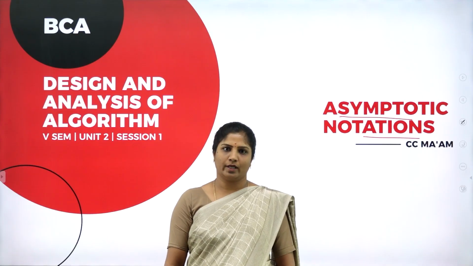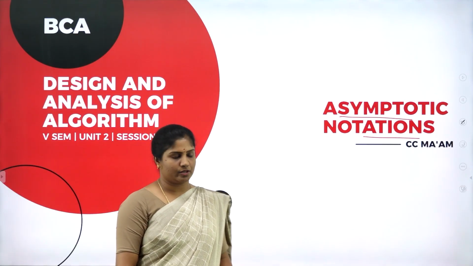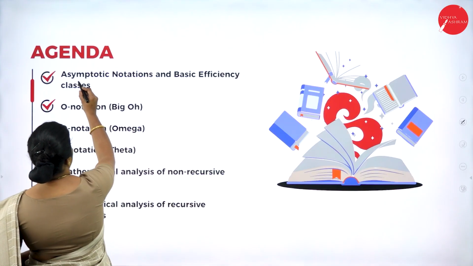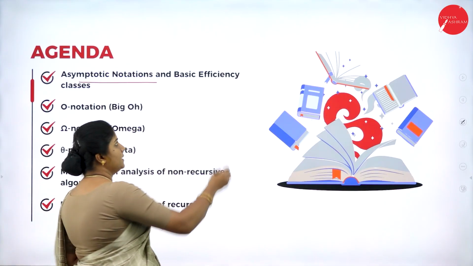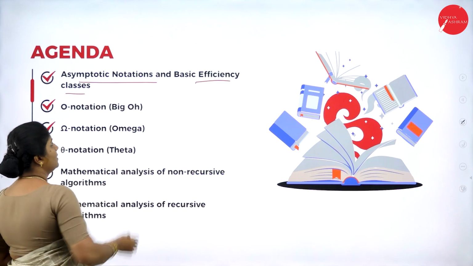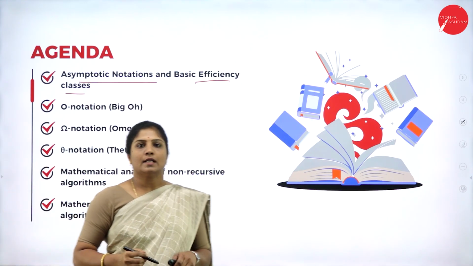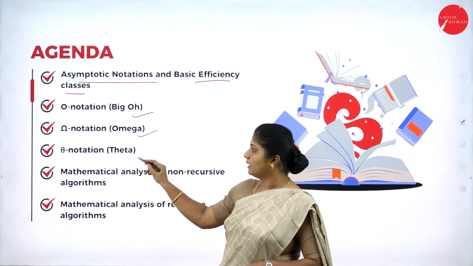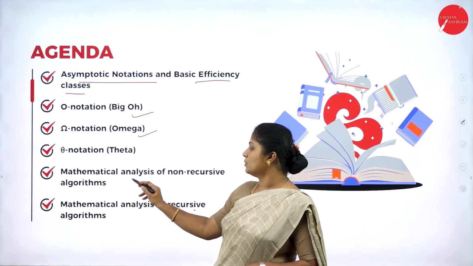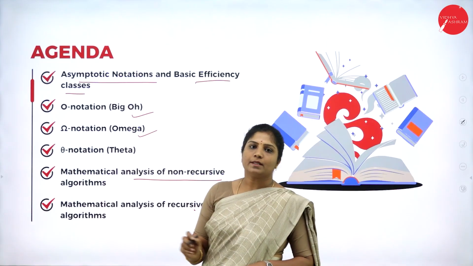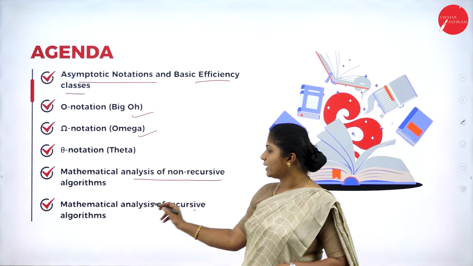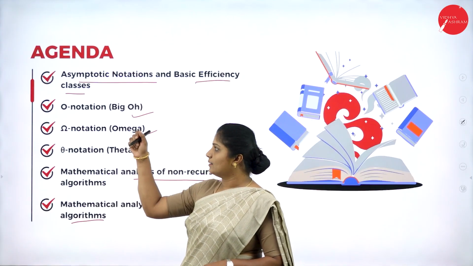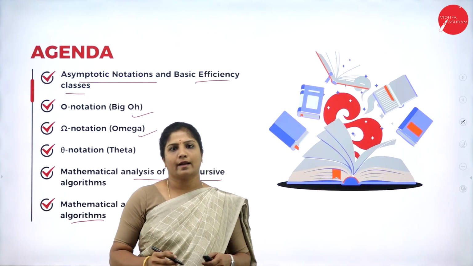So let us have a look into the content of today's session. Today we are going to discuss the topic asymptotic notations and their basic efficiency classes. Next we are going to discuss big O notation, omega, theta, and also the mathematical analysis of non-recursive and recursive algorithms. So these are today's session contents.